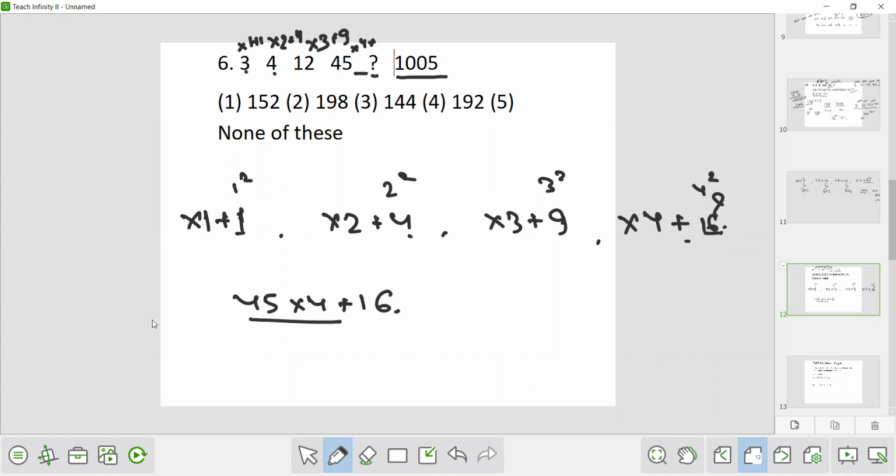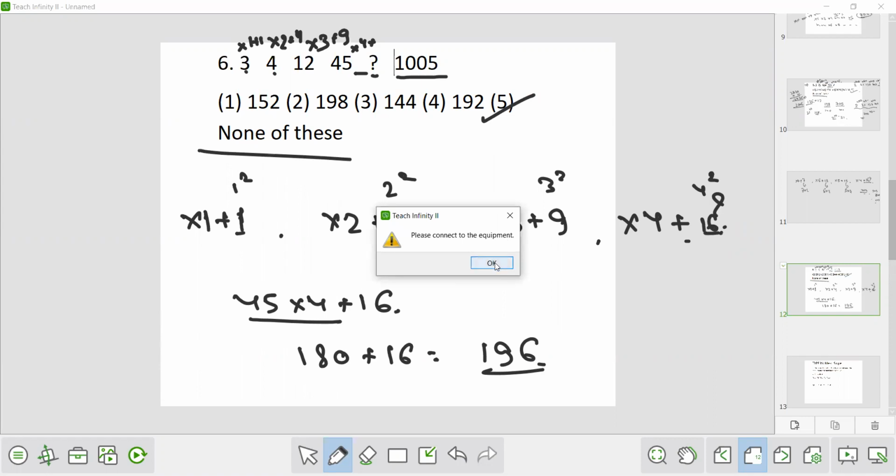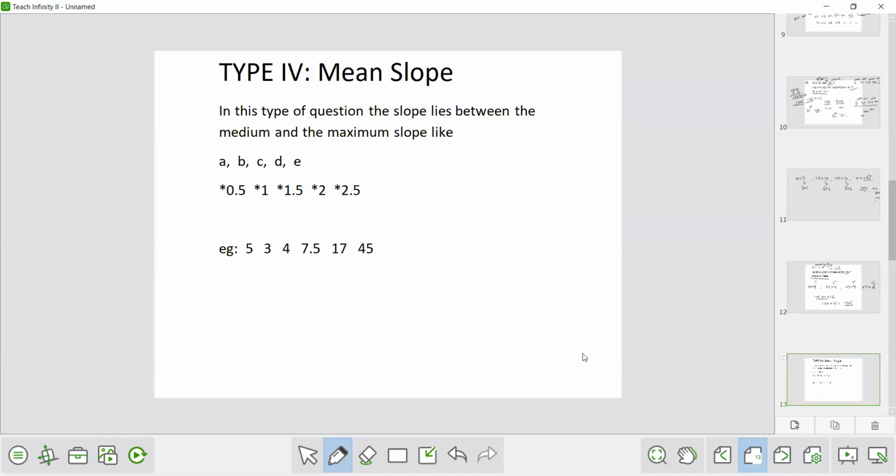So 45 into 4 plus 16. 45 into 4, how do you calculate? 45 into 2 is 90, into 2 is 180, and plus 16. So it becomes 196. 196 is again not there in the options. So our answer will be 5, none of these. Okay. Now let's proceed to another type.